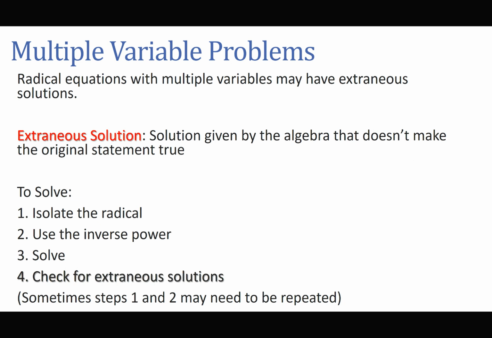All right, and then really the same thing's happening. We're going to isolate the radical, use the inverse power or undo the radical, same thing. Solve, but then this fourth step is very important. We want to check for any extraneous solutions. That last piece of check is very important.